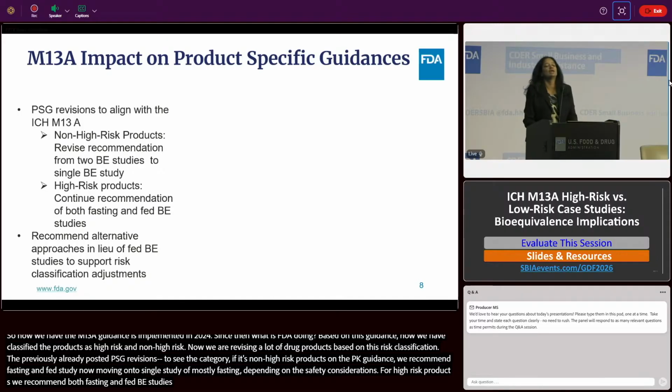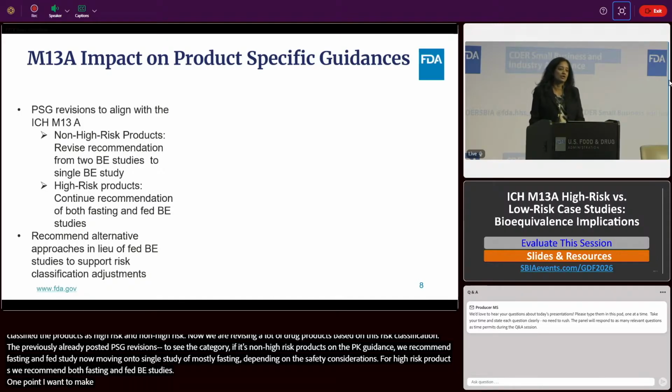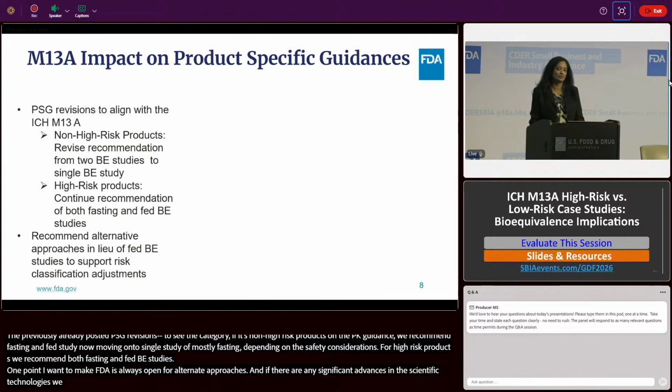One point I want to make is FDA is always open for alternate approaches. And if there are any significant advances in the scientific technologies, we adopt that. And we encourage applicants also to demonstrate if there is scientific rationale behind alternate approaches.